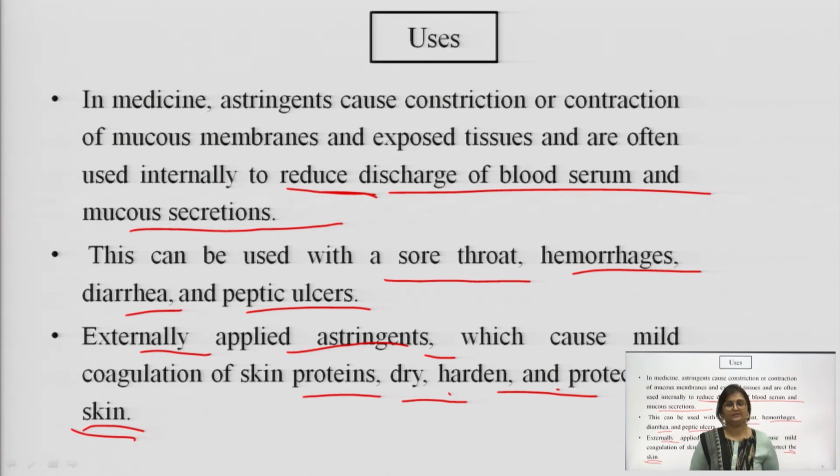The first one being, when applied, they reduce the discharge of blood, serum and mucus secretions. Number two, they are used in the treatment of sore throat, peptic ulcer, diarrhea and hemorrhages. Apart from this, when externally applied, astringents cause mild coagulation of skin proteins.